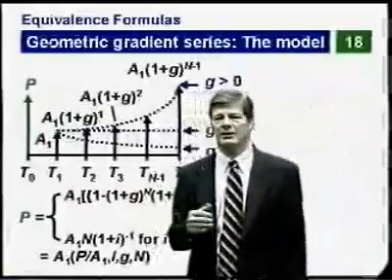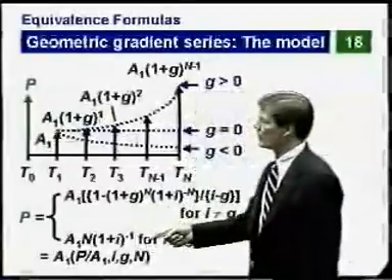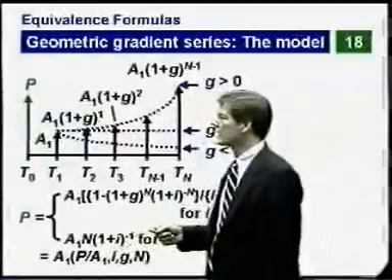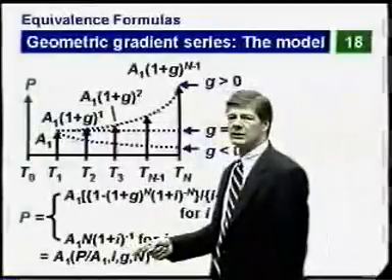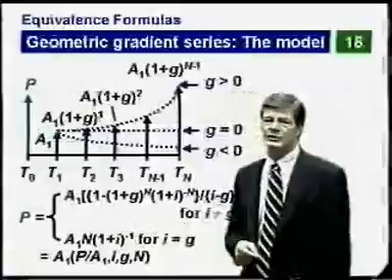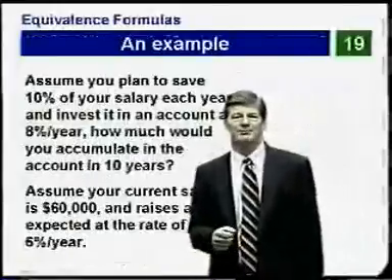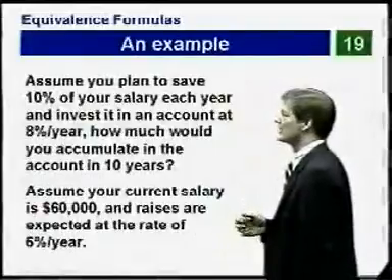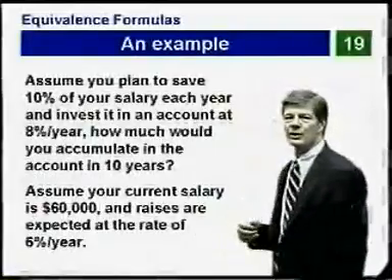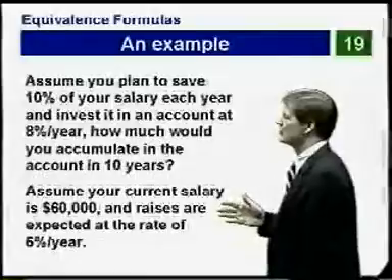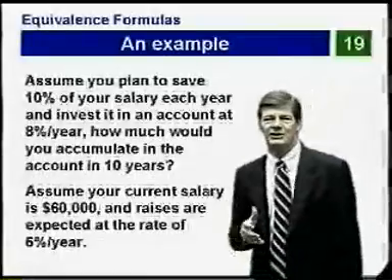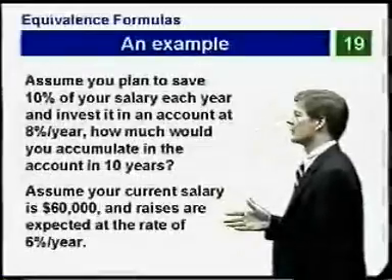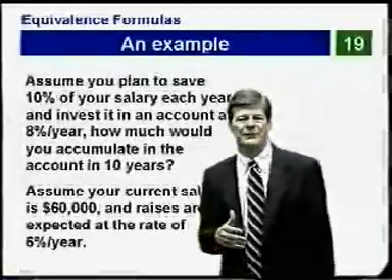And again, I can tabulate this in the back of your book, and I can give it the representation: find P given A1 at interest rate i when cash is changing in time at rate g for n periods. For example, let's assume you plan to save 10% of your salary each year and invest it in an account at 8% per year. How much would you accumulate in the account in 10 years? Assume your current salary is $60,000 and you expect raises of 6% per year.